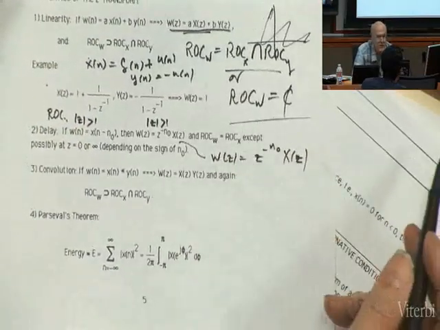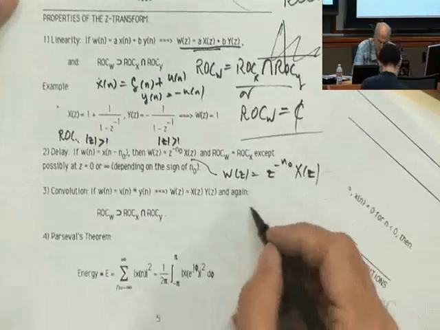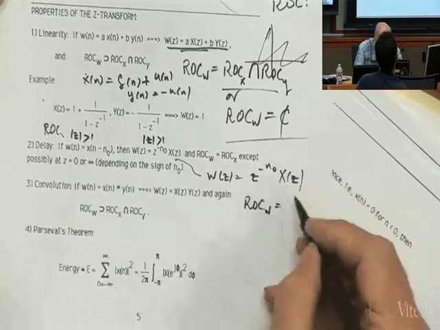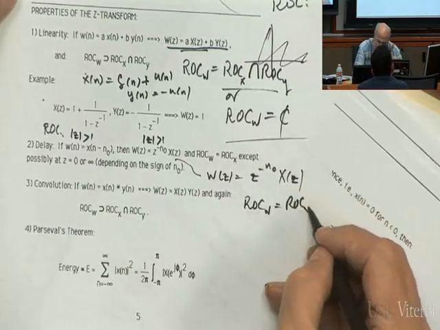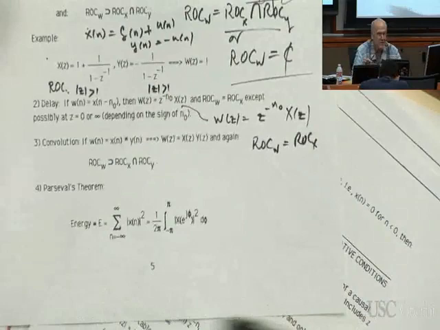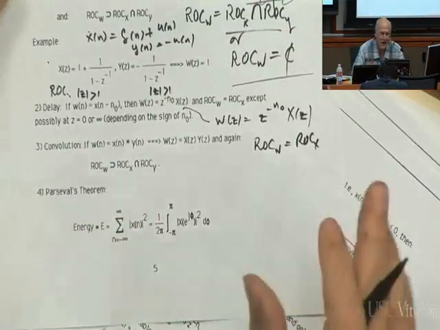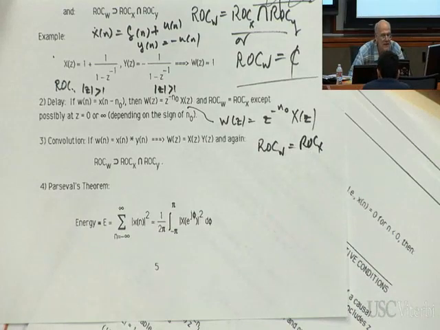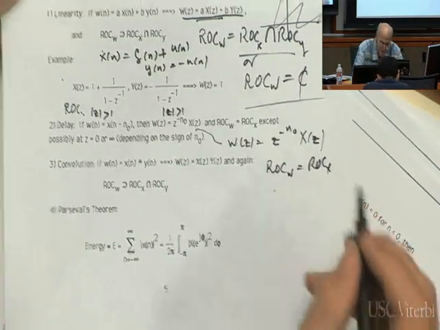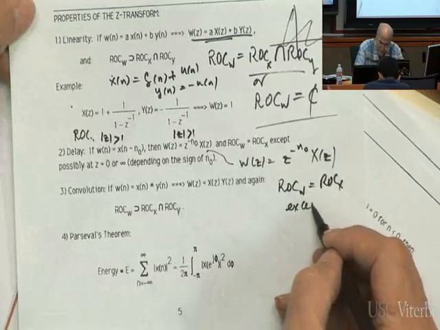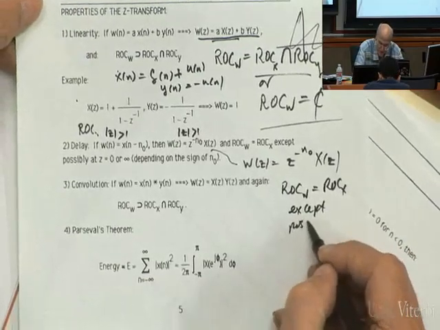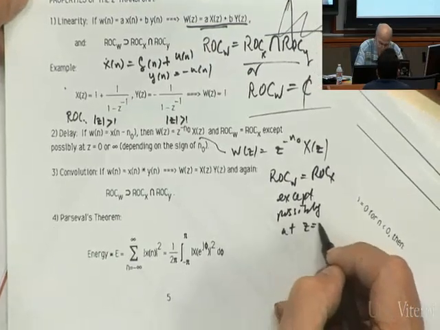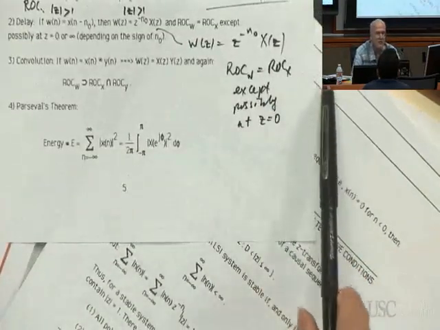Now, what about the region of convergence? Well, in this case, the region of convergence of W, the delayed version, is the same as the region of convergence of X, except possibly at z equals 0. Okay? What do I mean by that?